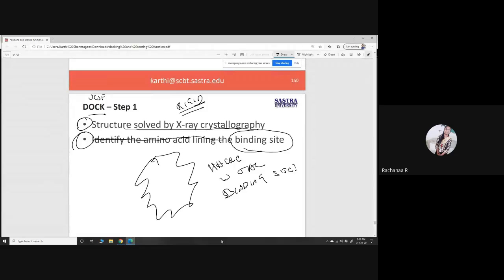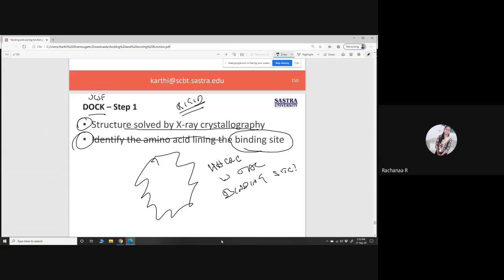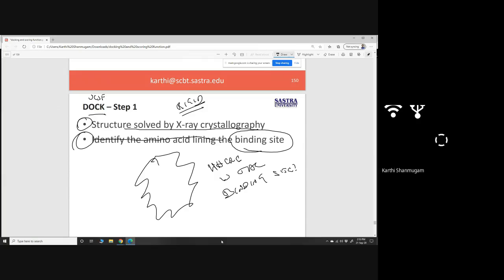Solvent accessible surface areas. Who's that? Rachana, sir. Very good answer. Okay, so we have to calculate solvent accessible surface area. So the question is, how will you calculate the solvent accessible surface area? If I give any protein molecule, if I give the 3D structure of the protein molecule, how will you identify the solvent accessible surface area?